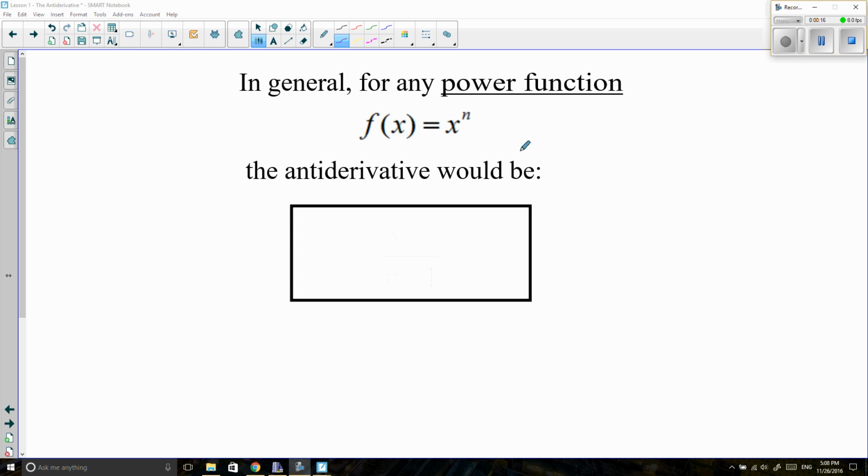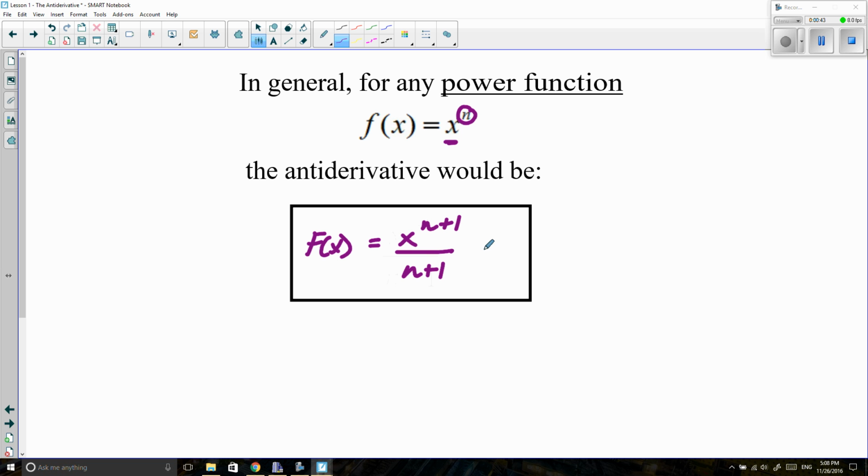So in general, for any power function, which is a variable base expression with a numerical exponent, when we take the antiderivative, what we do is, so the antiderivative of little f of x becomes capital F of x. So just have to be careful there with the notation. It's a little confusing. But what we do is we take that exponent of n and we add 1 to it. Then we divide by the new exponent.